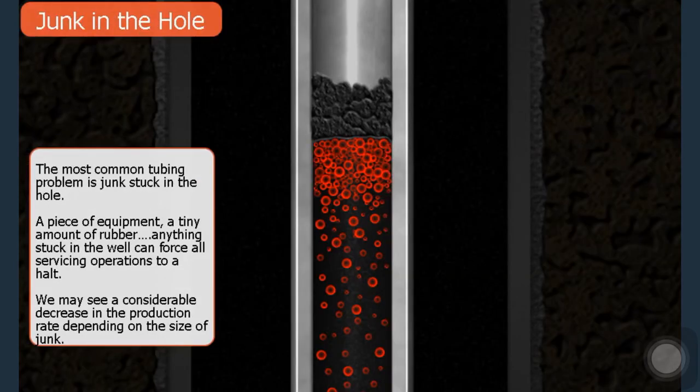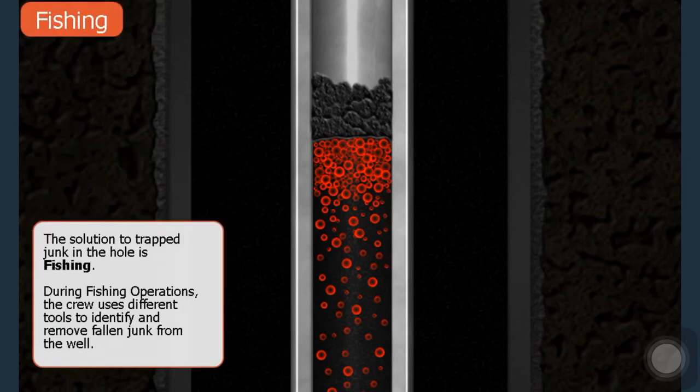The most common tubing problem is junk stuck in the hole. A piece of equipment, a tiny amount of rubber, anything stuck in the well can force all servicing operations to a halt. We may see a considerable decrease in the production rate depending on the size of the junk. The solution to trapped junk in the hole is fishing. During fishing operations, the crew uses different tools to identify and remove fallen junk from the well.